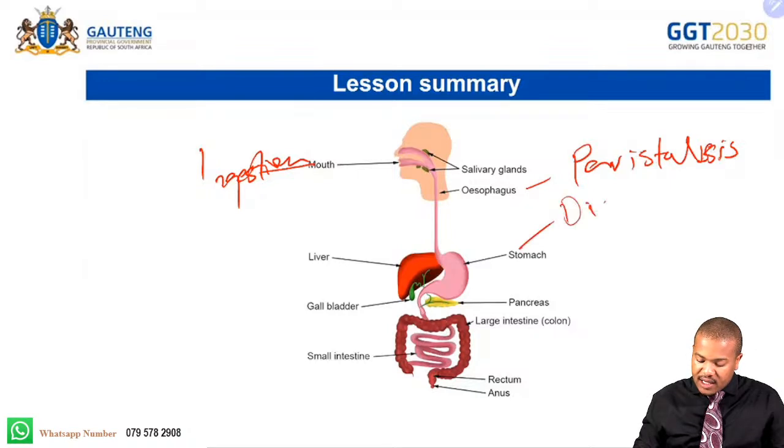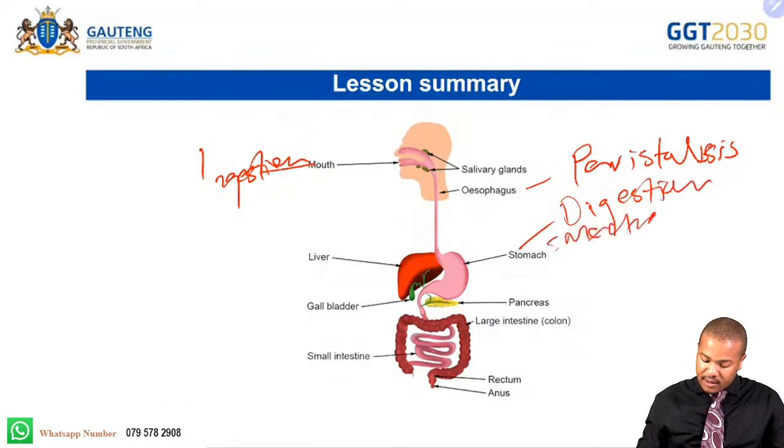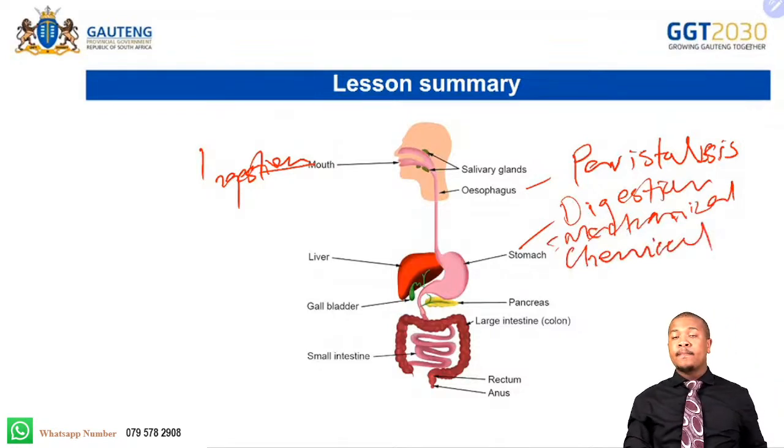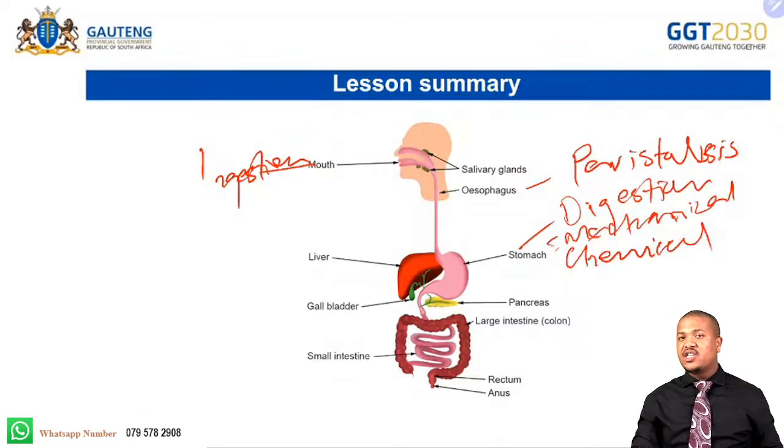Now, when you get to the stomach, there's further digestion taking place, whether mechanical or chemical. So there's mechanical and chemical breakdown of food in the stomach. The stomach contains digestive juices and some enzymes to help break the food down further, including proteins and lipids. And there's also hydrochloric acid to help kill the bacteria in the stomach.